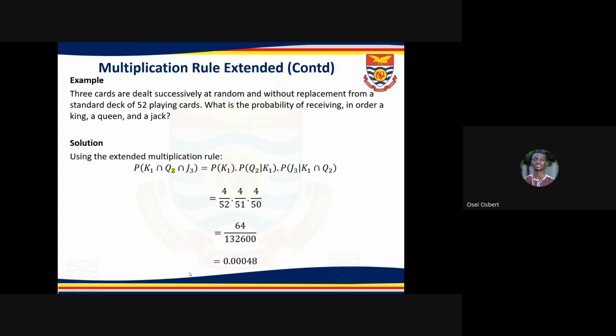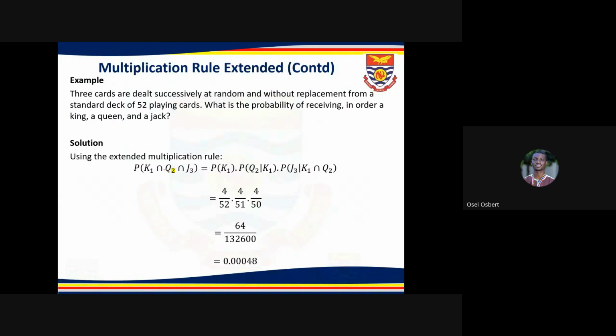And that is the solution there. We know that we can get just 4 kings, you can get just 4 queens, and you can get just 4 jacks. So probability of obtaining a king is 4 on 52.